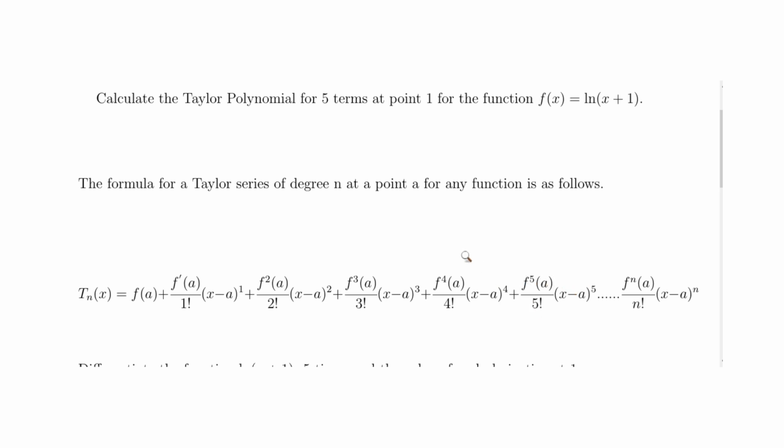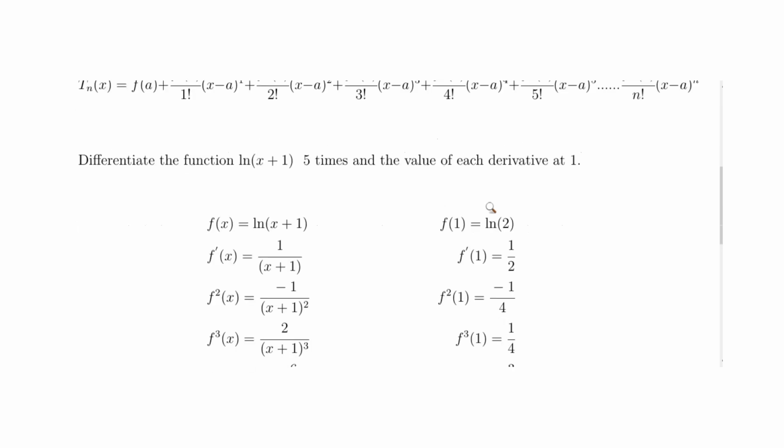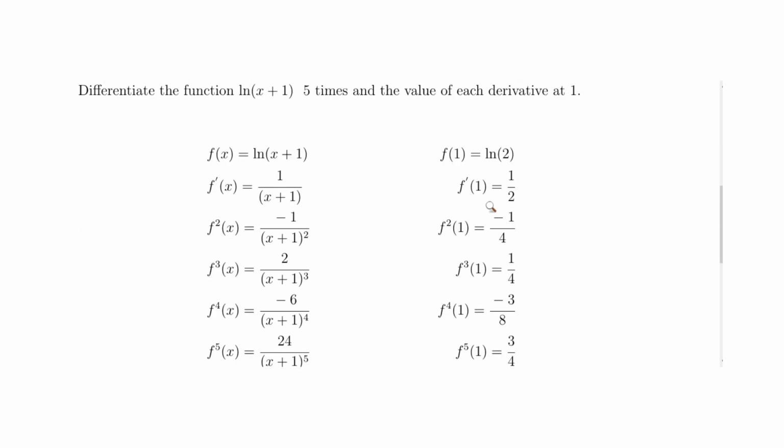Okay, so now we're going to calculate all the derivatives of our function ln of x plus 1. So we're going to differentiate the function ln of x plus 1 five times and find the value of each derivative at 1. Okay, so here's all our derivatives. The function ln of x plus 1, we'll calculate that at 1. That's basically ln of 2, and ln of 2 is a very long decimal number which goes on for a long time, so we just leave that as ln of 2. There's no need to worry about that.